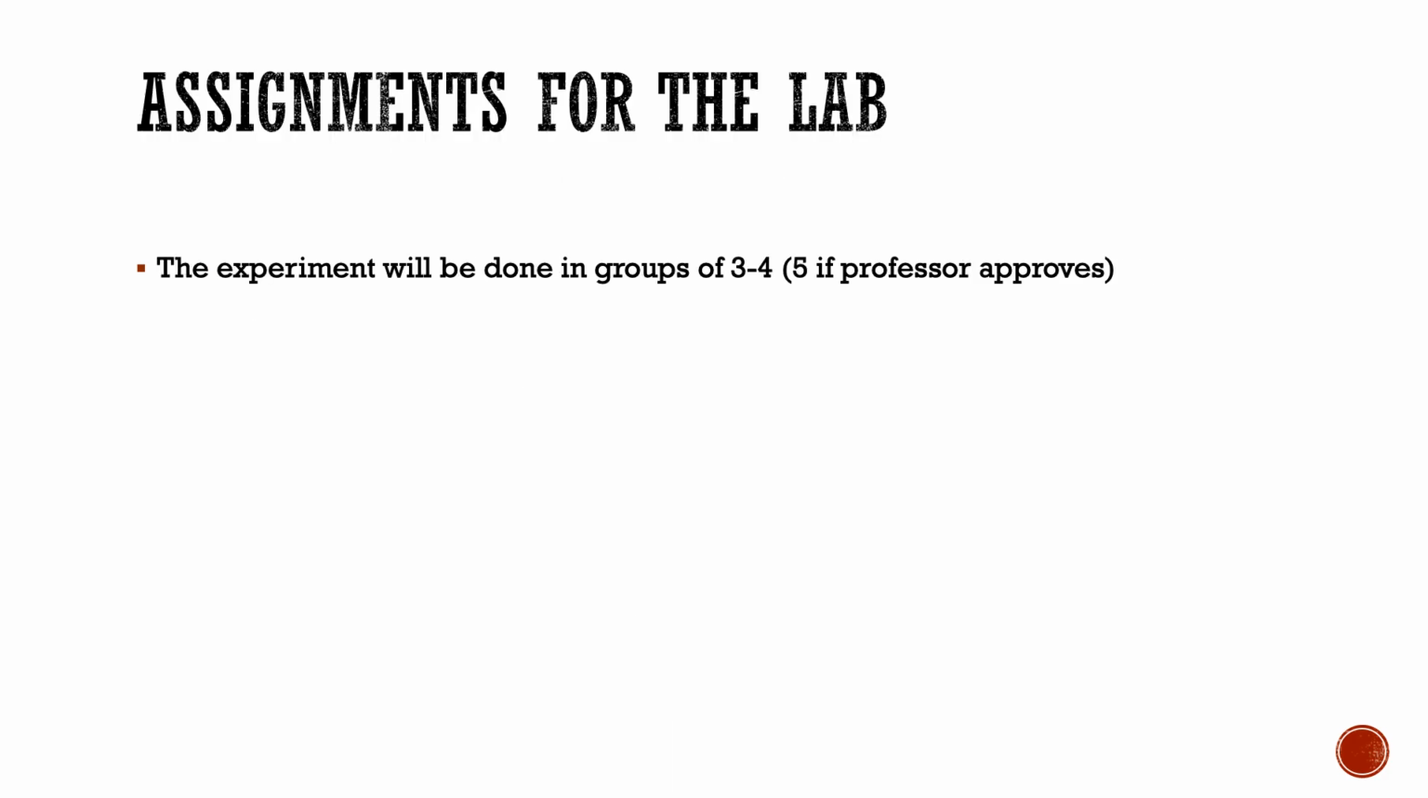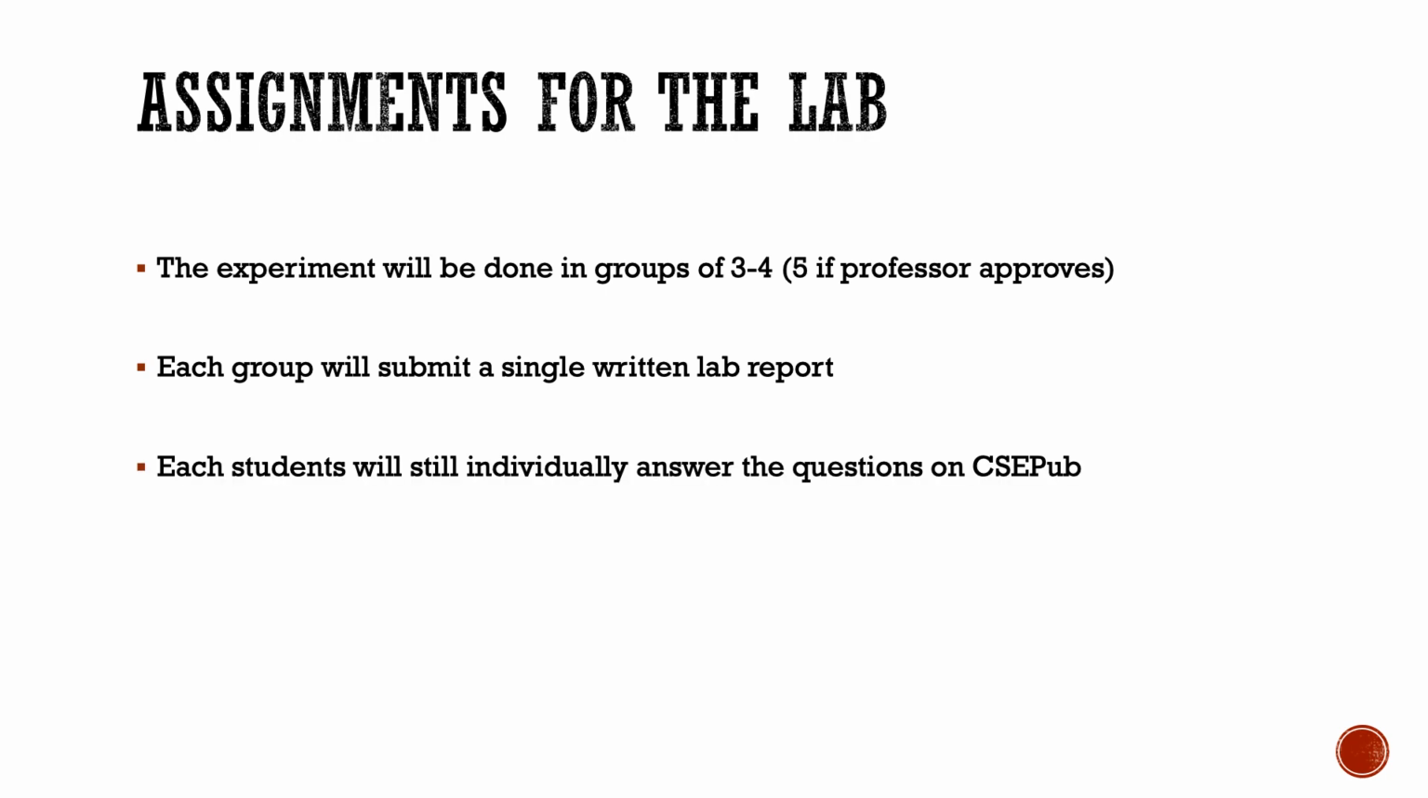All right, now the assignments for this lab, there's actually going to be 2 of them. All of the experimental portion is going to be done in groups of about 3 or 4, depending on the size of the whole lab section, maybe a group of 5 here or there if your professor's okay with that. But typically we try to do things in groups of 3 or 4, and each group as a whole will submit 1 lab report to their lab instructor. But each student will still individually answer the questions that are up on CSE Pub for this lab.